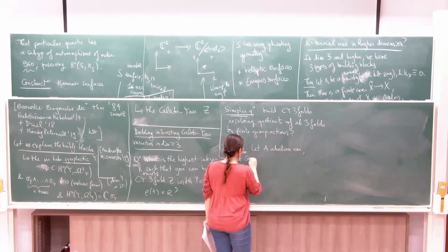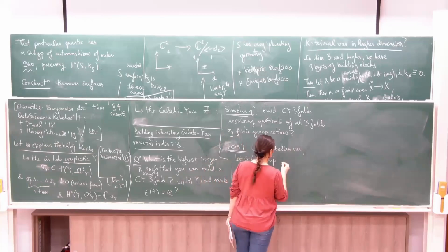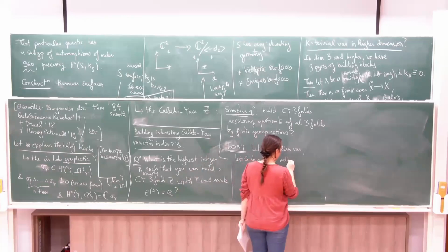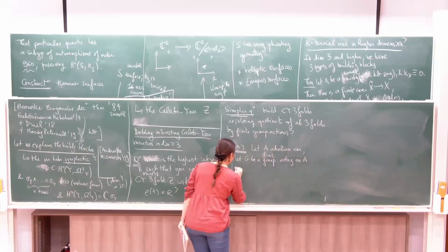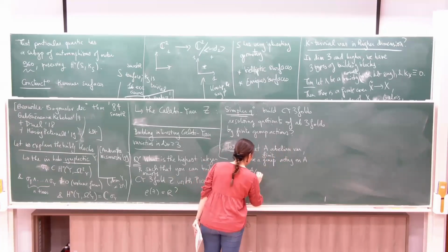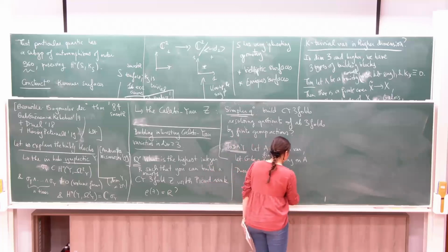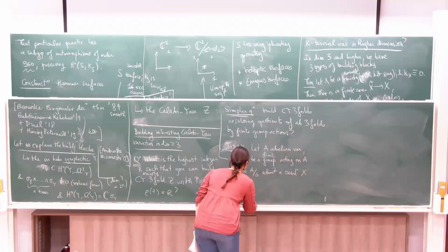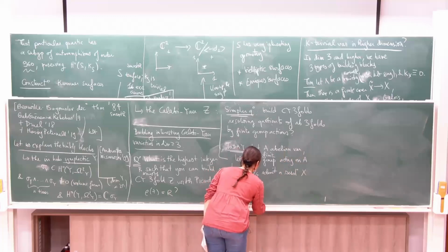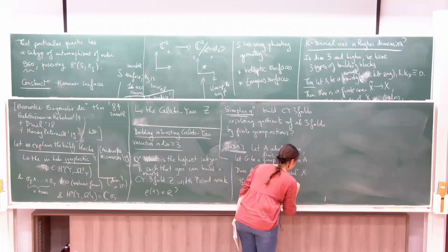And let G be a finite group acting on A. Does A mod G admit a resolution of singularities X that is Calabi-Yau? That is, a smooth Calabi-Yau variety.